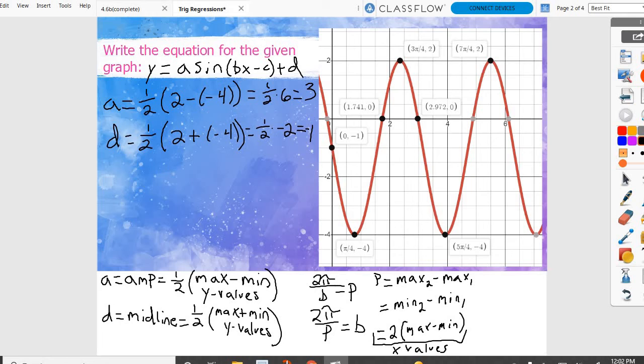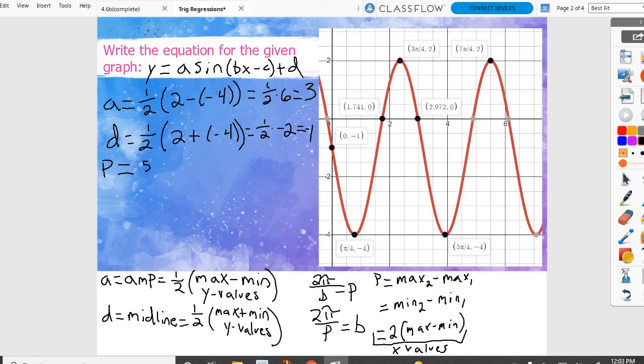Okay. So for us, we're going to find the period first. What do we want to use? Maxes? Mins? Both? Does it matter? Well, since we're given both, we might as well use one of them. So do we want to use mins or maxes? Min, sure. So I'm going to start with the second one. That's what min 2 means.